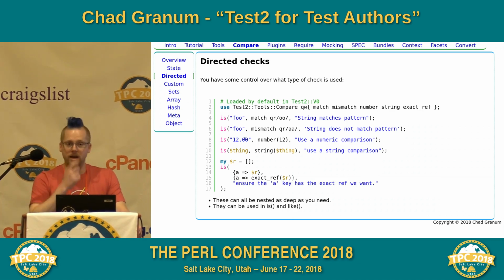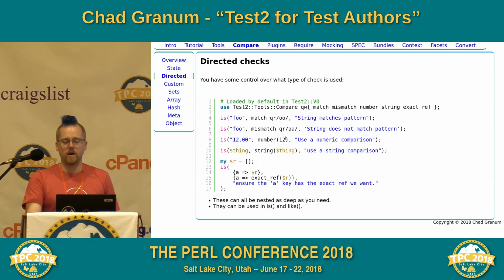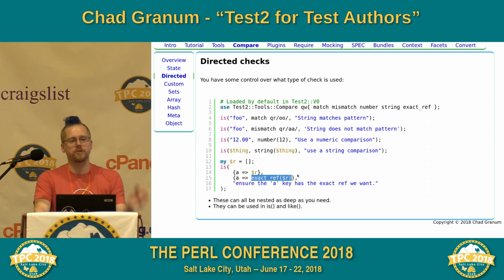And someone earlier asked about checking whether it's numerical or string. It defaults to a string compare for sanity, but if you really want to check a numerical value, you do is 12.00 verify it's the number 12. It's just going to use a numeric comparison, so those will be equal even though the decimals are different. So you can do a numeric check, but you have to be explicit about it. You could also be explicit about a string check, but that's usually redundant. And you can also check that something nested in a structure is the exact ref you're looking for.